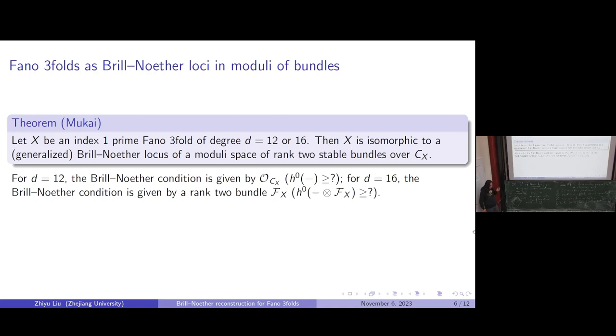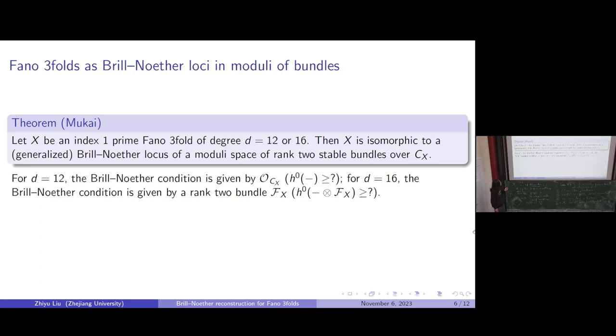It is proved that for an index 1 prime Fano threefold X of degree 12 or 16, we know that there's a smooth projective curve C_X associated with this X. And Mukai proved that our Fano threefold X can be realized as a generalized Brill-Noether locus in a moduli of stable bundles over this curve.